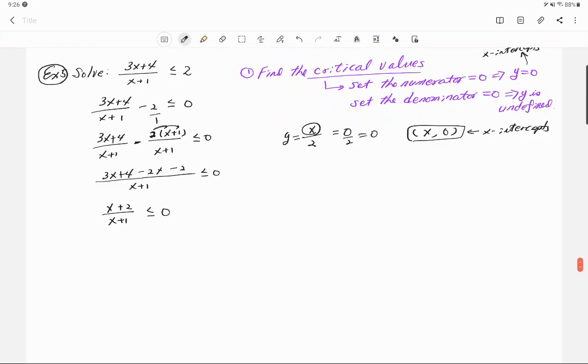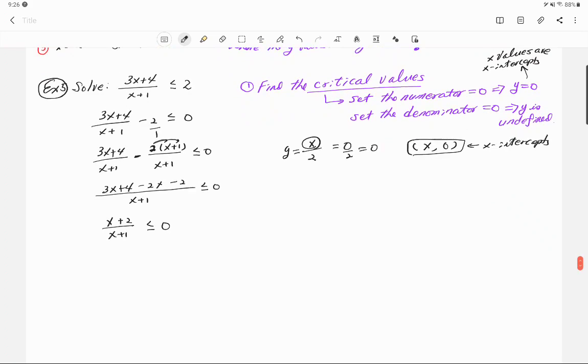Then we can also set the denominator equal to 0. What happens if the denominator is 0? Like 1 over x. If x equals 0, then this is undefined, right? Undefined means that when this part is 0, there's no y value. It's a vertical asymptote. We call it a vertical asymptote, but actually there's no x value, no y value.